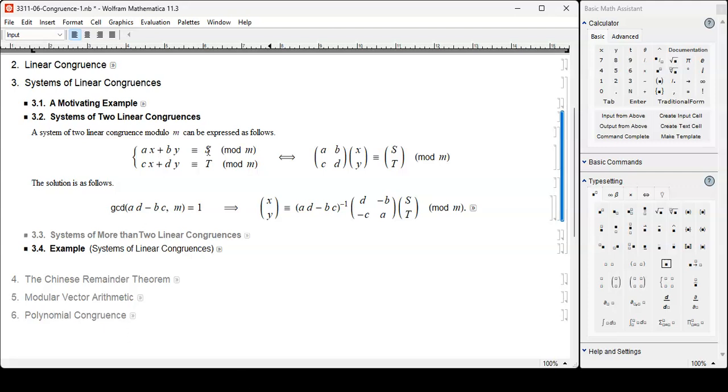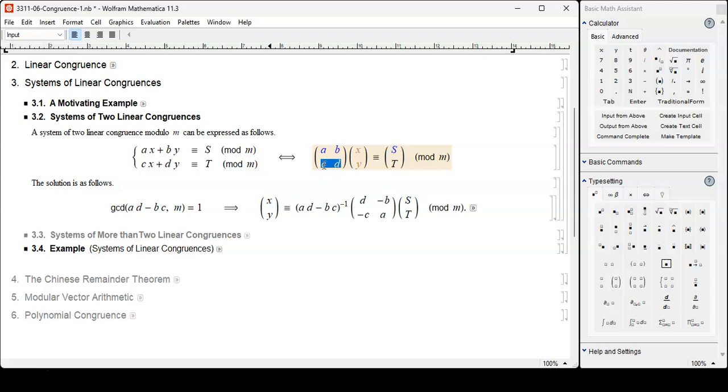This ax plus by equals s and cx plus dy congruent to t can be re-expressed as a matrix multiplication like this. How do you do matrix multiplication? The first row times the column, and this computation is done by dot product. First times first plus second times second: a times x plus b times y. That's what we have here, and that's the first entry s.